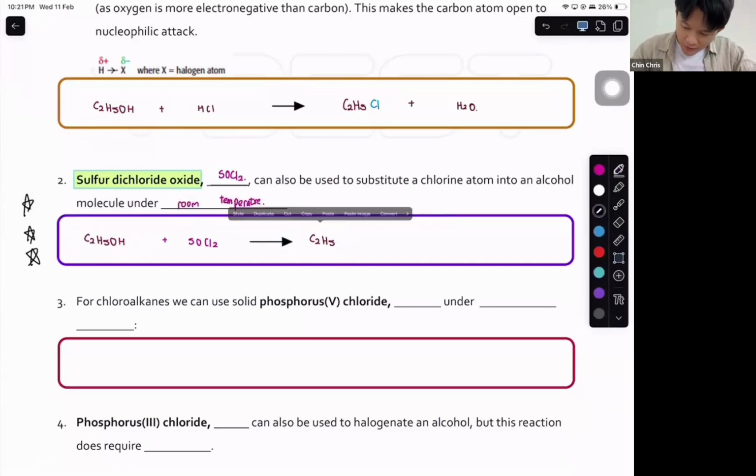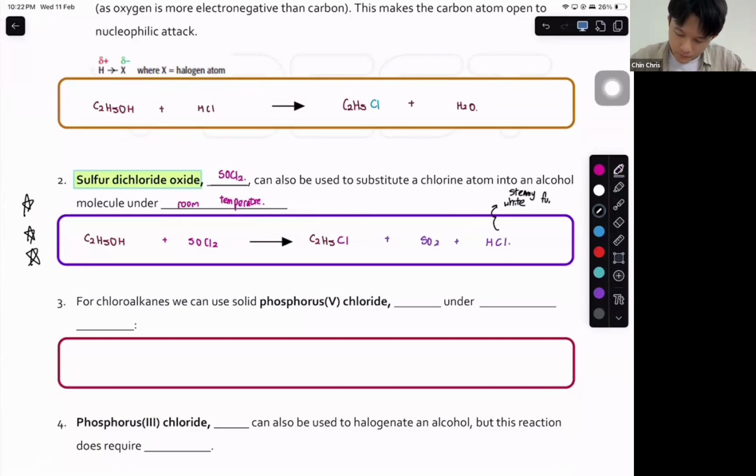You get a C2H5, this time with a Cl. Then plus a SO2 plus a HCl. That's it. And when a HCl is formed, you will see a steamy white fume. That's it. Okay?